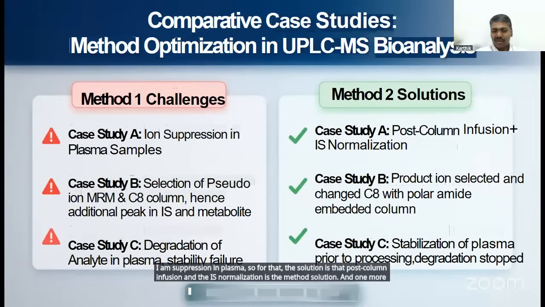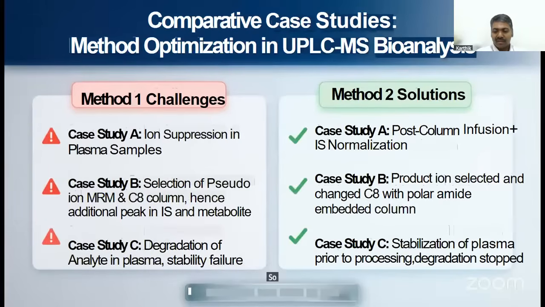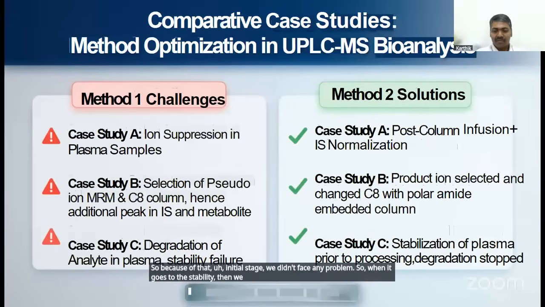And one more case is the selection of pseudo ion MRM. The pseudo ion MRM is where the parent ion and the fragment ion remain the same, and because of that a few problems were raised. The solution was that we selected a product ion, and column changes were also done. And one more case is degradation of analyte in plasma. In the initial stage we didn't face any problem, but when it went to stability, we faced a lot of failures. Then stabilization of the plasma prior to processing was done, so we stopped the degradation. We'll see the cases one by one.